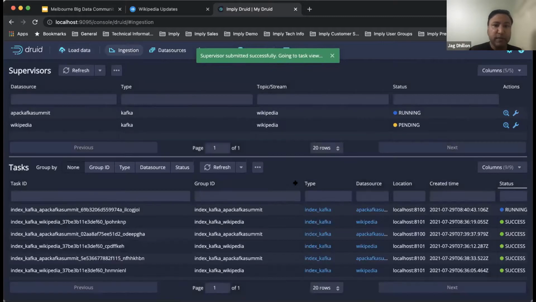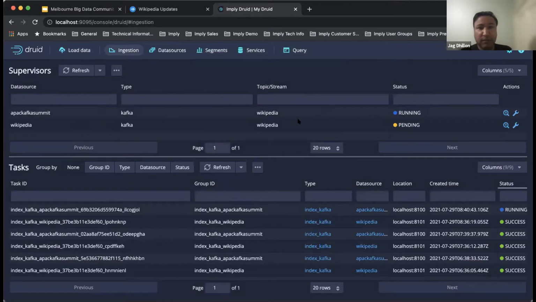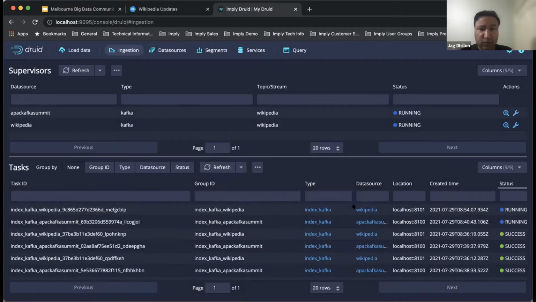When I do that, what's happening is it's taking me to my supervisor, which shows me that the Wikipedia topic is pending. And if I do another refresh, now it's running. The data sources are appearing in here as we speak. If I do a refresh, there you go, it's running over here, right? So just like that, the data is already available in my Druid server, right?